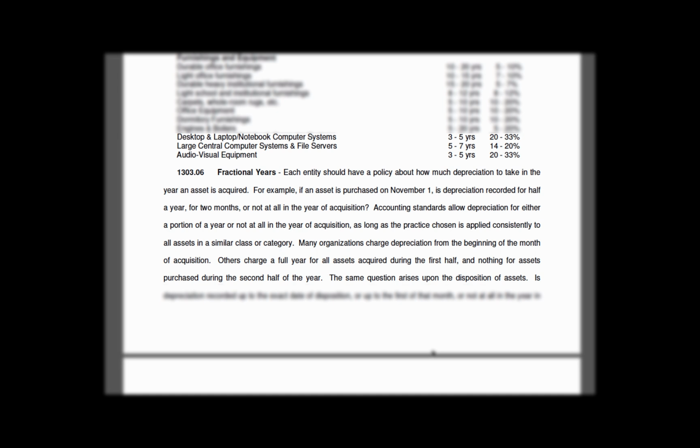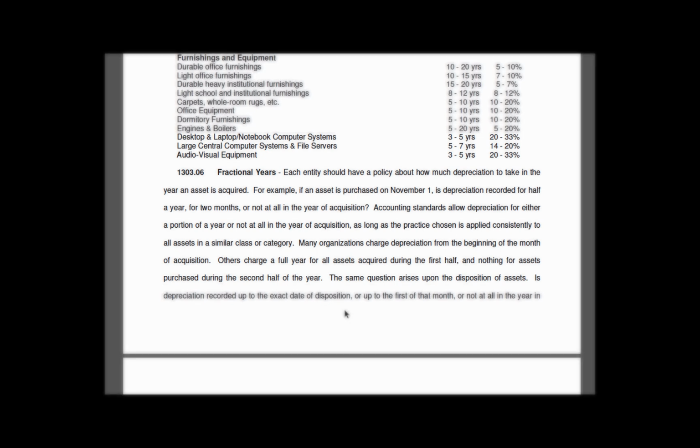But in any case, lots of organizations will start depreciating in the month that they acquire it, and they will stop depreciating in the month they dispose of it. But you don't have to. A very common convention is to not depreciate it in the year you buy it and depreciate it for a full year in the year you sell it. Okay, very common for that to happen. You can do all sorts of things. Not depreciate it in the month you bought it, and depreciate it a full month in the month you sell it. Any consistently applied practice is just fine.